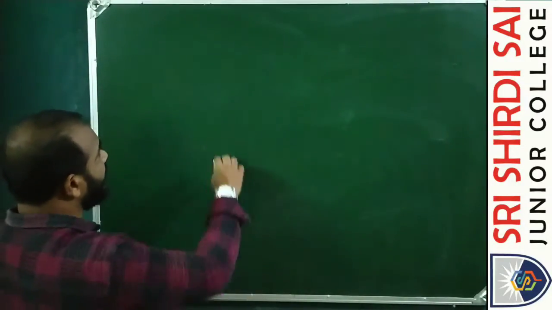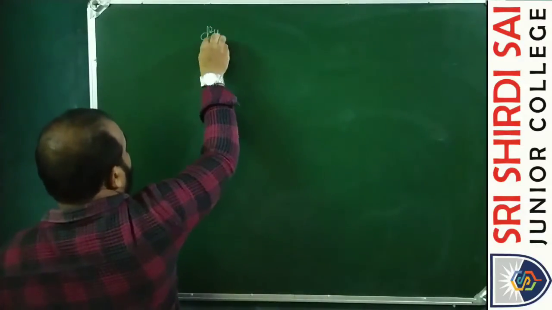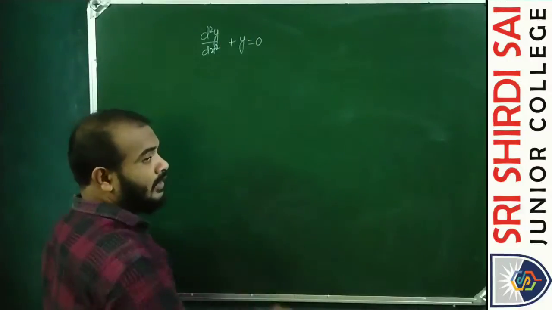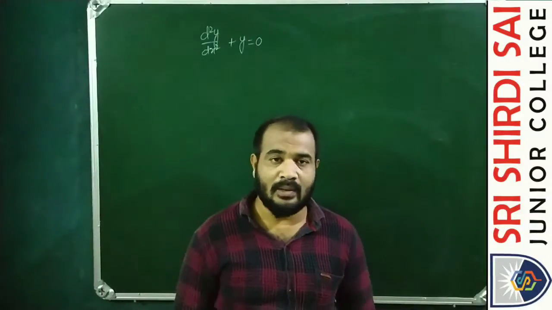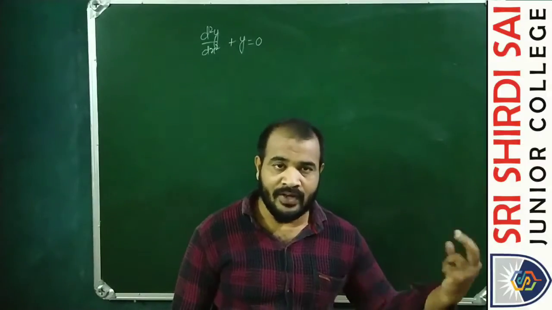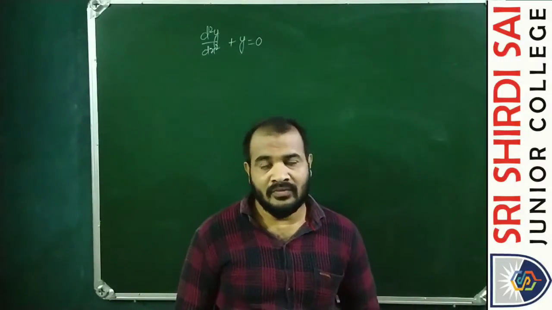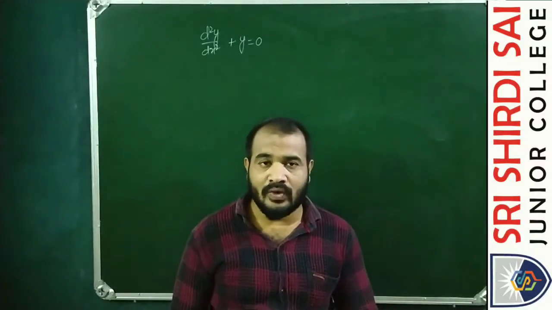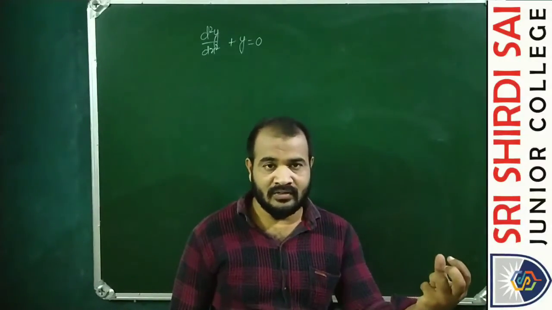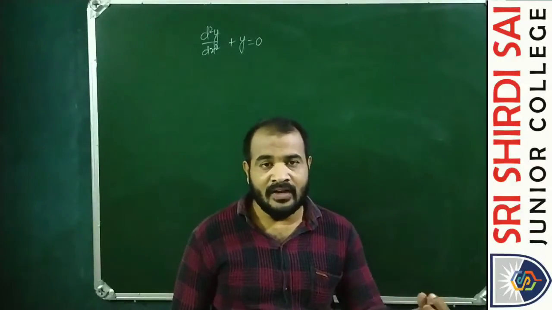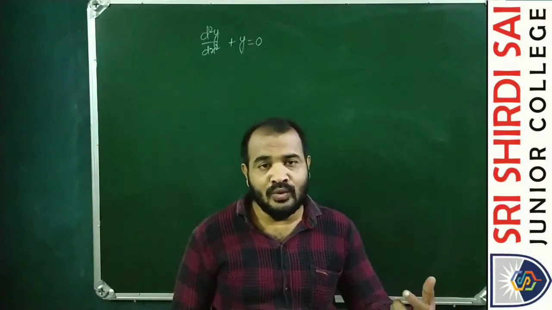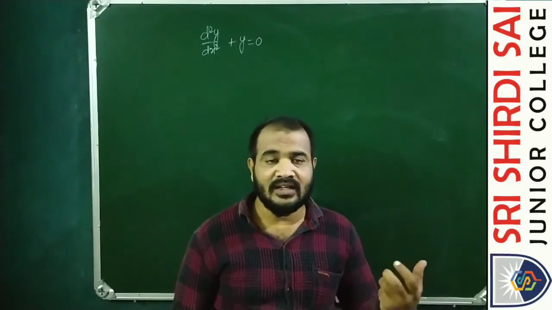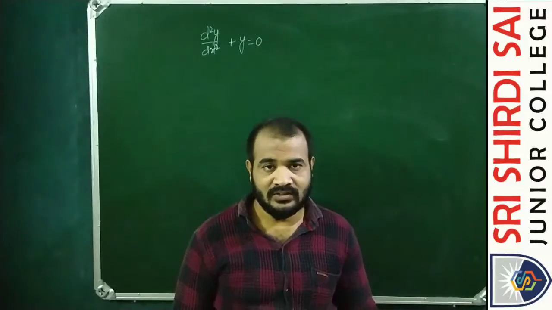Now, let us consider d square y by dx square plus y equals 0. In contrast to the above two examples, where after solving we get a number that will satisfy the given equation, that is, when the value is substituted back into the given equation, LHS equals RHS is satisfied.